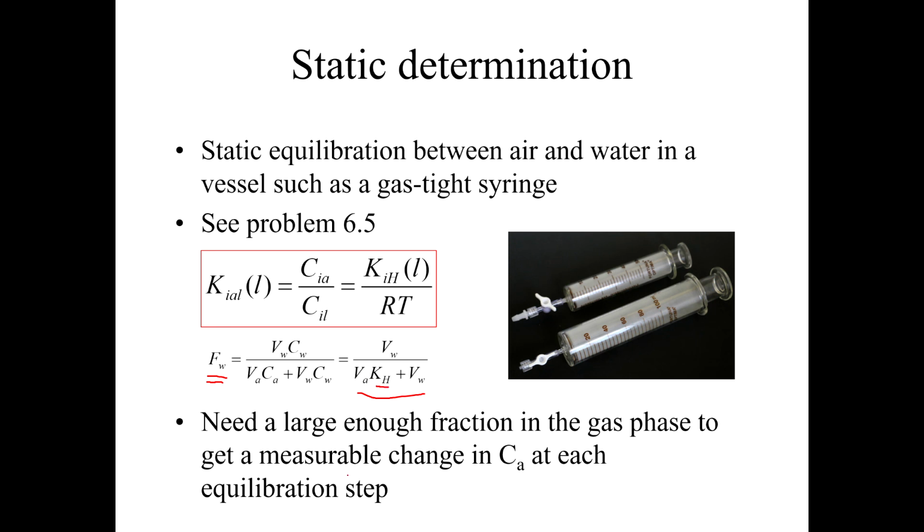The trick here is that you need a large enough fraction of your chemical to go into the gas phase and get expelled each time, so that you have a measurable change in the concentration in the air and therefore in the concentration in the water. It's just easy to measure the air. You need a measurable change. You need some significant fraction of your chemical to go into the gas phase and then get expelled from the system. And if your Henry's law constant is really low, that's very difficult to do.